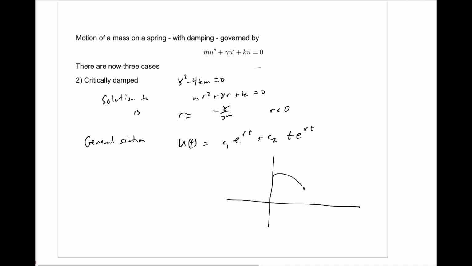So you could have a situation like this. You might have it crossing the axis once, because you can write this as c1 plus c2t times e to the rt. So this might be 0 at most once, but all the solutions would just head to 0 very quickly. No real oscillations, even though it can cross the t-axis. There's t, and this is our u. It could cross the t-axis, but no oscillatory behavior whatsoever.